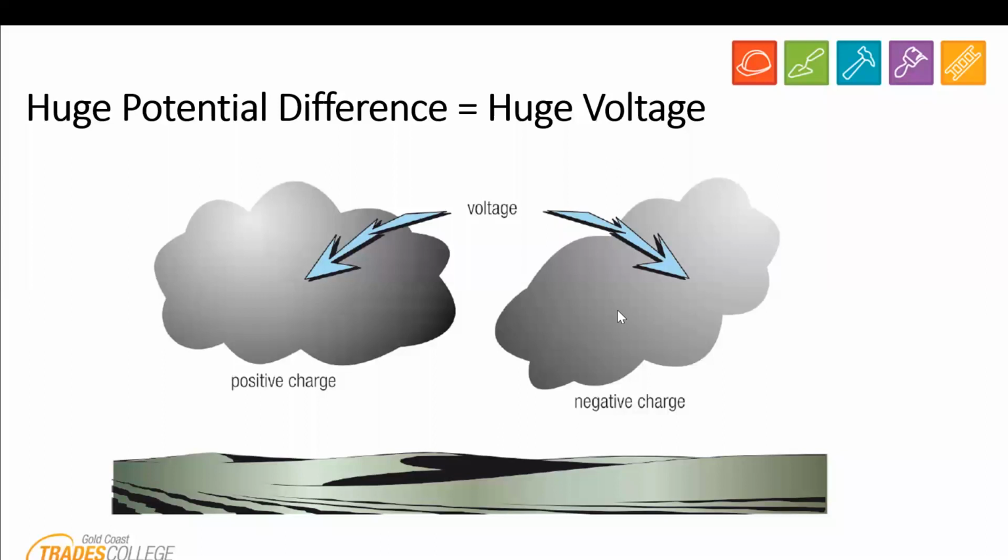One of those clouds will then have to develop more electrons by friction and rubbing against another one again, and that's why you get multiple lightning strikes. And again, lots and lots of voltage there, millions of volts.